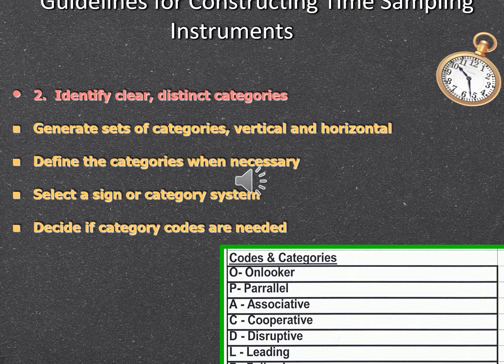So here's another example of a key that is defining the categories using codes. In identifying clear and distinct categories, you want to generate sets of categories, vertical and horizontal, define the categories when necessary, select a sign or category system, and decide if category codes are needed.